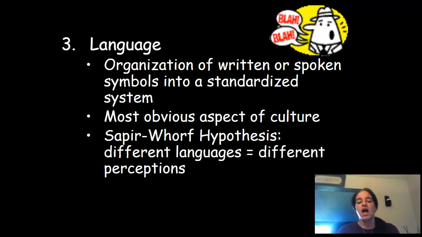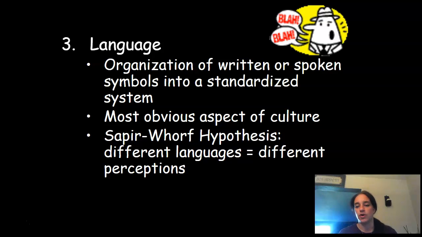All right. So the Sapir-Whorf hypothesis says that language is kind of reflective of culture, that different languages lead to different perceptions about what's good or bad, what's right or wrong, and that different values produce different material and non-material culture, and therefore different language.